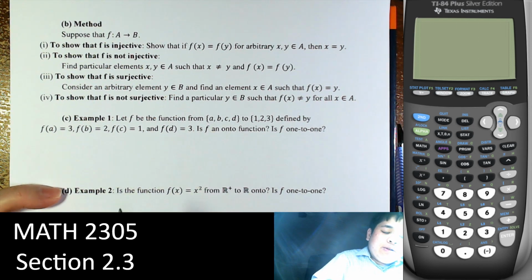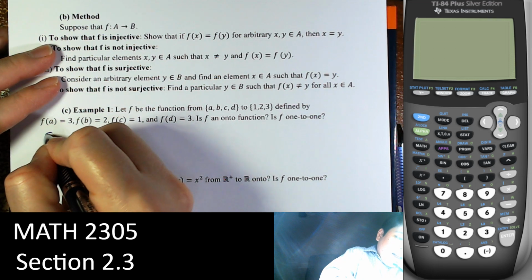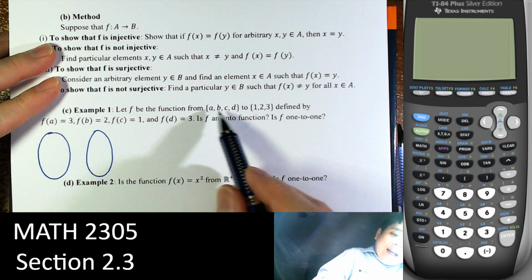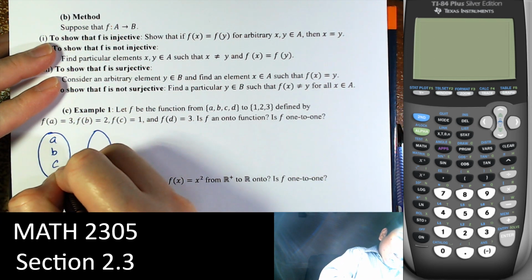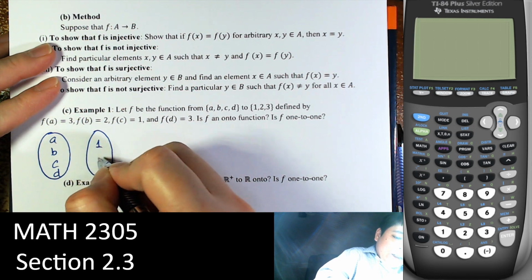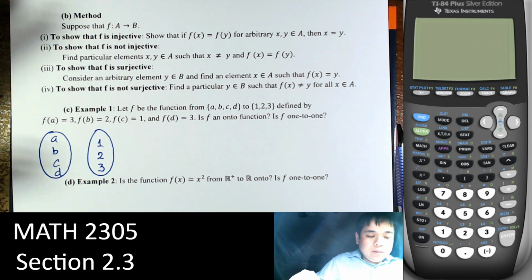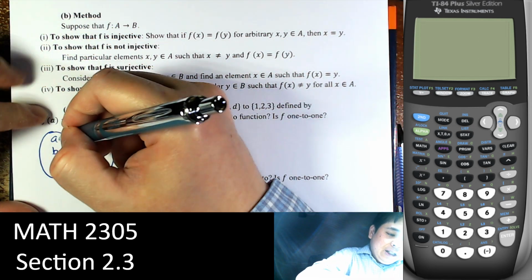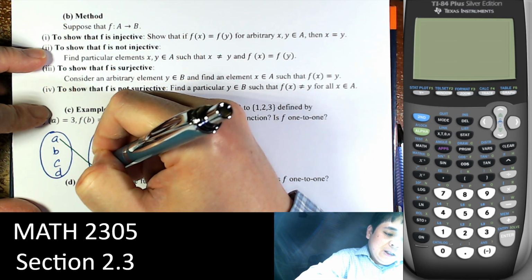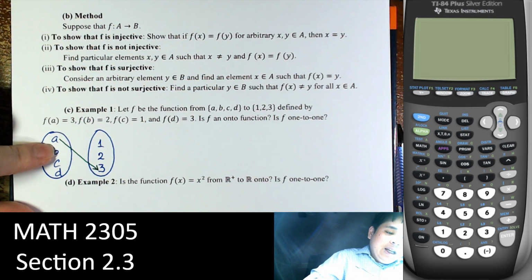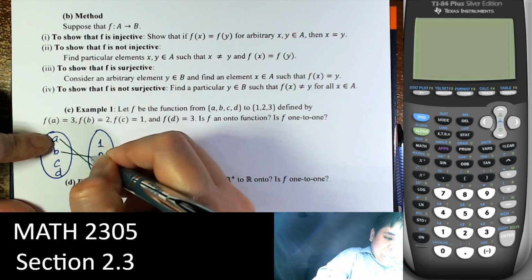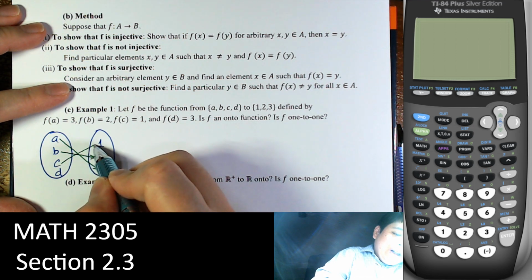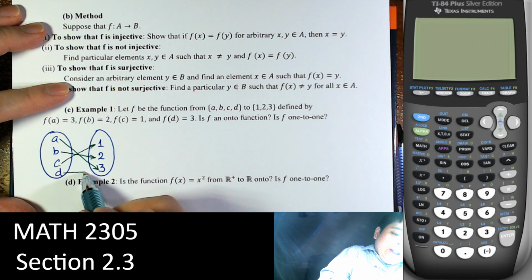Let f be the function defined like this. We're just going to demonstrate by doing an illustration. Just draw it: A, B, C, D. And now we have 1, 2, 3. f of A equals 3. f of B equals 2. f of C equals 1. And f of D equals 3.